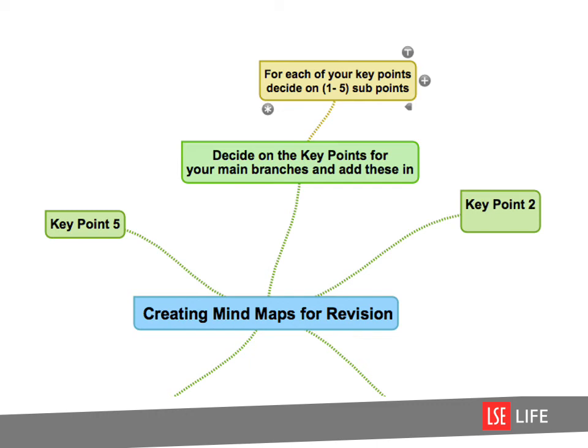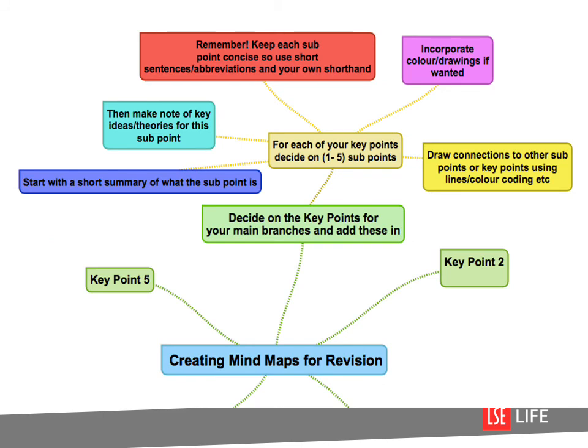For each of the 5 key points that you've chosen, then you might have further subpoints to discuss. But remember, try to keep that concise. 1 to 5 subpoints for each key point is probably best. You can start with a short summary of what that subpoint is. Then you can make a note of who are the key theorists, what are the key ideas for the subpoint.